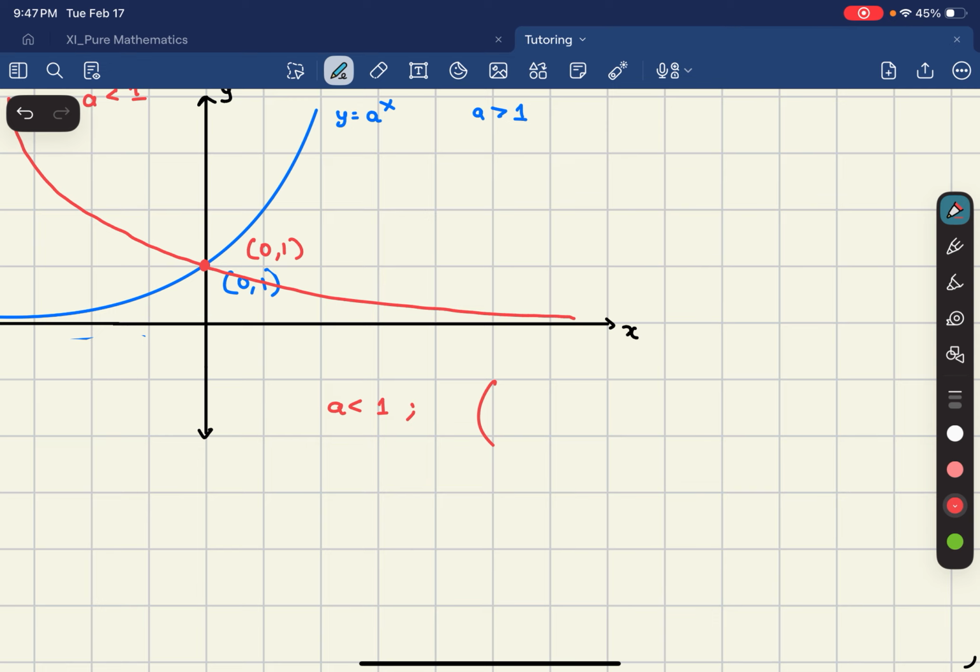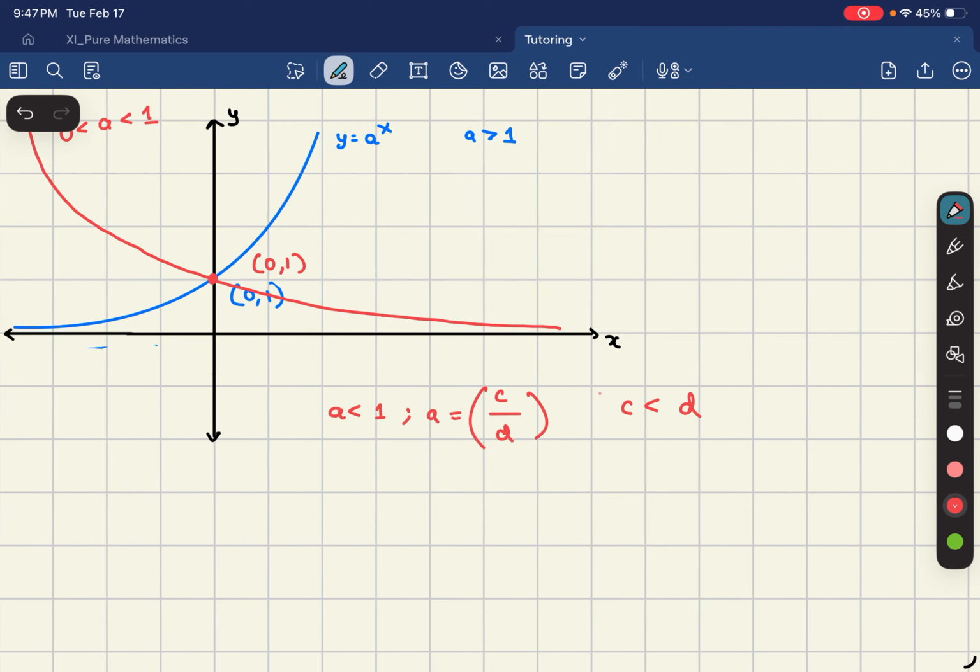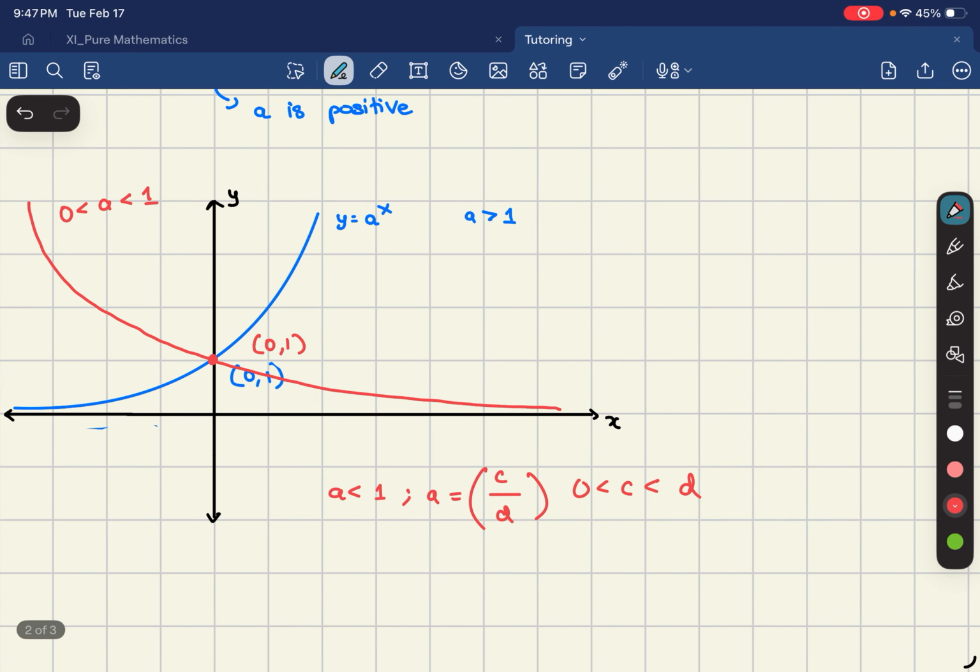Or another way to think about it is that it's a proper fraction, right? We can write it as c over d, where c is less than d. If c is less than d, then a is less than 1, right? Both numbers are positive, and c is less than d. If c is d, then a is 1, right? So if it's d over d, then it's just 1. And if c is bigger than d, then it's going to be greater than 1.